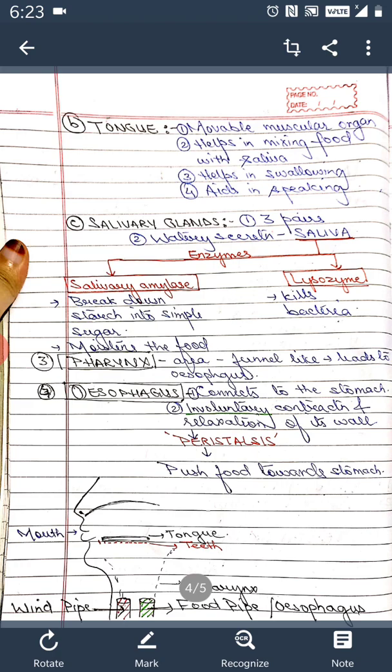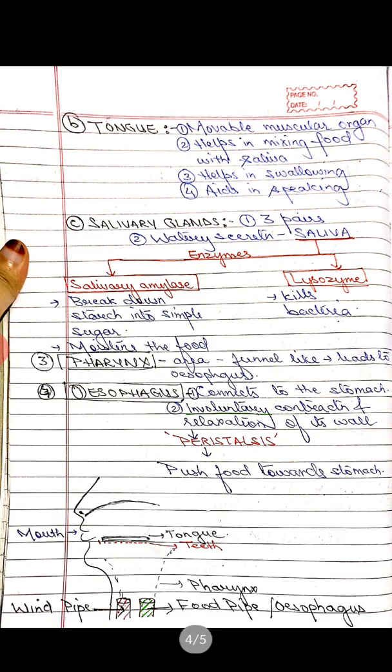We have already studied what enzymes are. They are biocatalysts, and whatever enzymes you are studying in the digestive system, they are going to increase the rate of digestion. Whatever process takes place in our body will be completed in less time with the help of these enzymes. Salivary amylase present in the saliva breaks down starch into simple sugar. That means it is for the digestion of starch. And lysozyme present in the saliva kills bacteria.